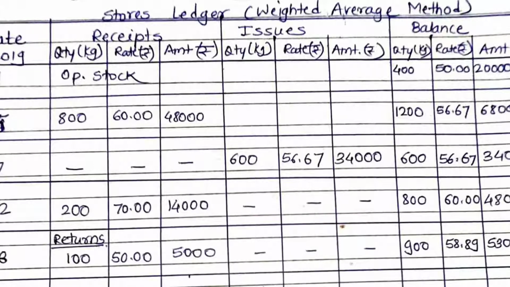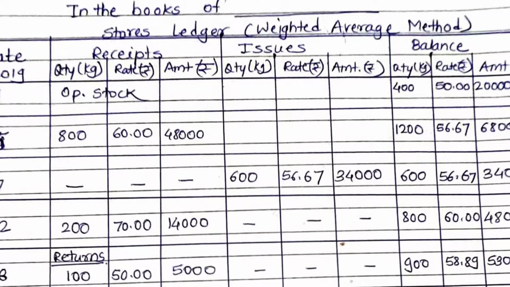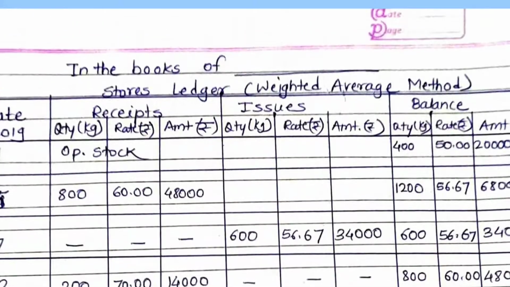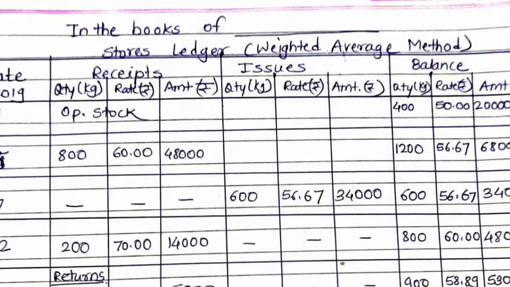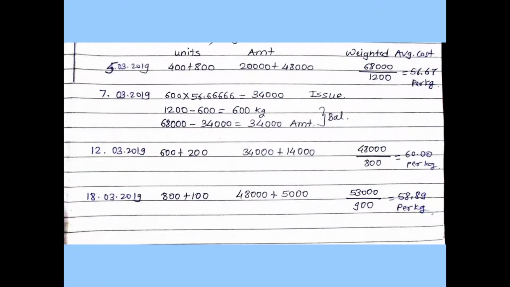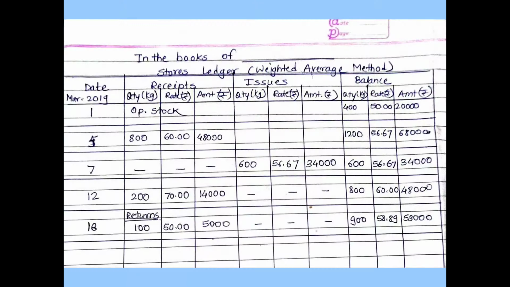So again what we will do, we will add the quantity 600 plus 200, and we will add the amount 34,000 plus 14,000. So we have calculated it here. See, 600 plus 200 is 800, 34,000 plus 14,000 is 48,000, which makes per kg cost rupees 60. So write the cost into the balance column here, rupees 60. 800 kg balance is there, rate 60 rupees, and the amount is 48,000.